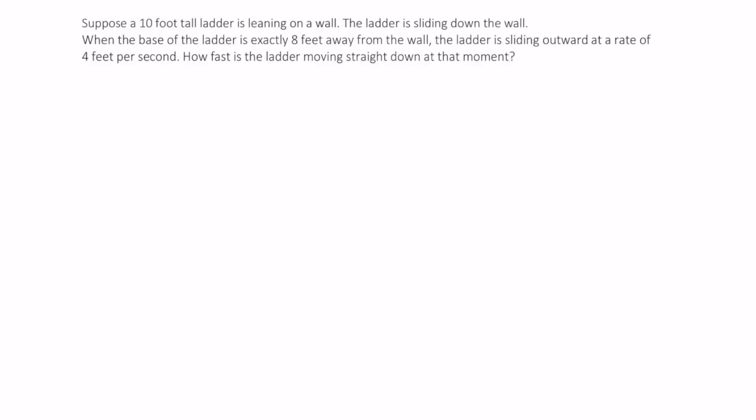As always, let's begin with a picture. So as you can see here in brown is the ladder, and it is 10 feet long. And then my wall is up here along the y-axis, and the ground is along the x-axis. So this will form a right triangle, and we're told that when the base of the ladder is exactly 8 feet away, so this distance here is 8, when that's the case, the ladder is sliding outward at a rate of 4 feet per second. So it's sliding in this direction at a rate of 4 feet per second.